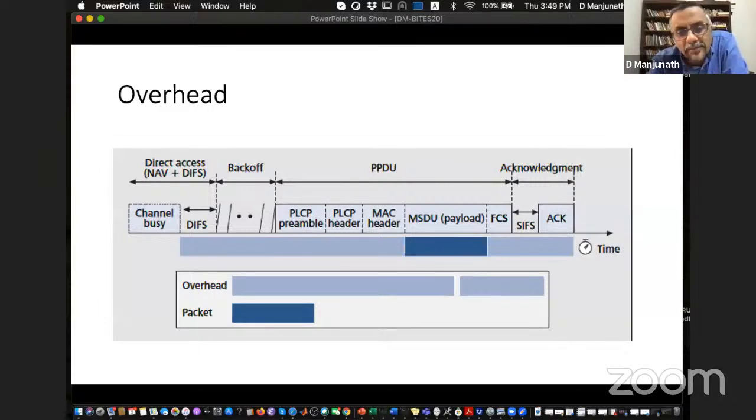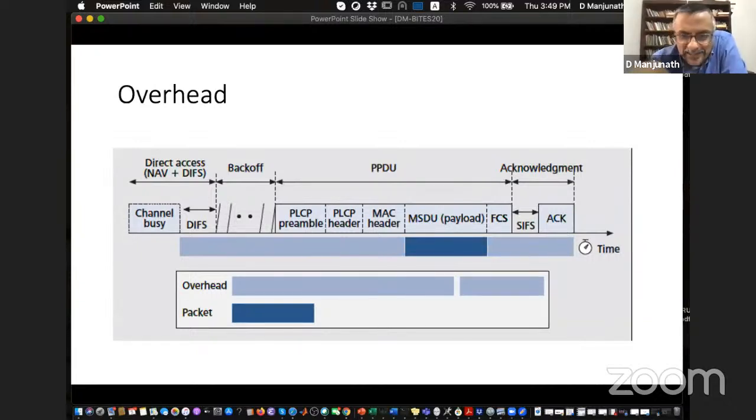Then there is a MAC header, much like the Ethernet header. Then there's an actual payload, the data that is being transmitted from the source to the destination. Then there is a checksum to make sure that the packet is correct. Then there is a gap, and then there is an acknowledgement. And before all this, there is a whole bunch of other control information that is being transmitted.